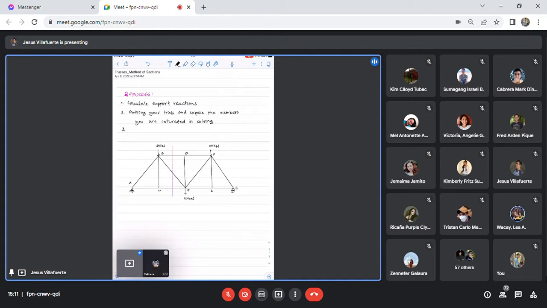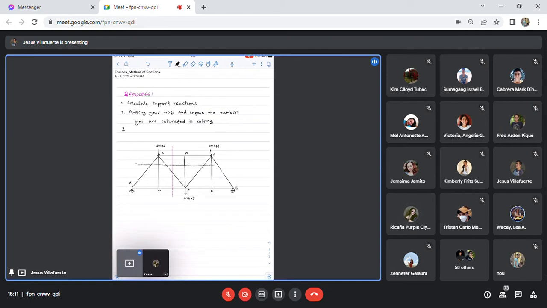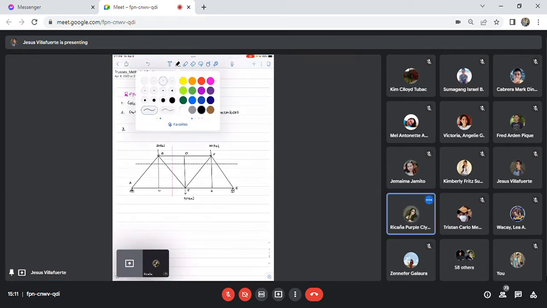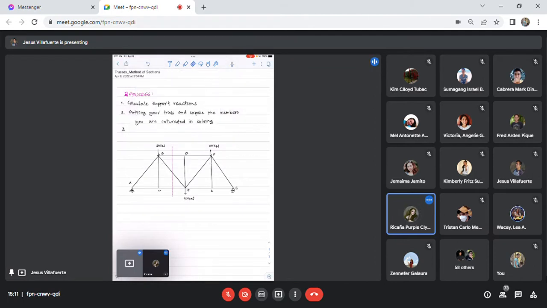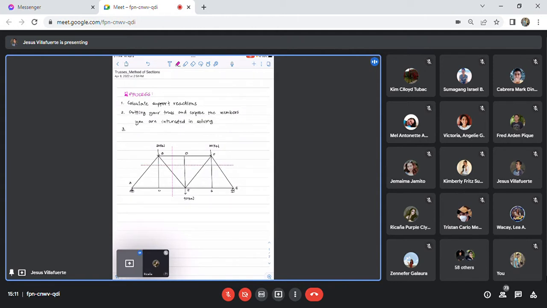Is it always true that the cut has to be vertical only? We can also calculate with a horizontal cut. So we can also cut our truss something like this. What do you think? Can we cut our truss like this?